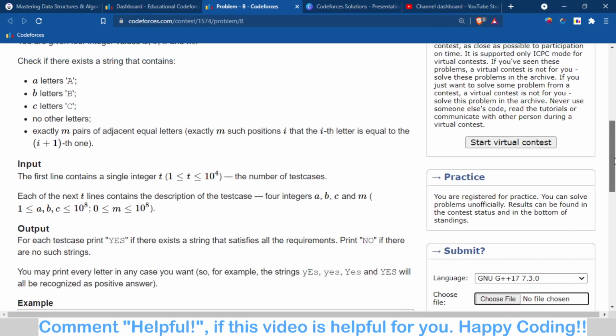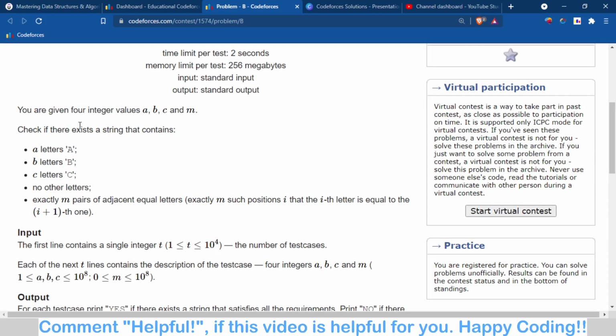Basically, what it is asking is, there is a string that contains A letters of alphabet A, B letters of letter B, and C letters C. There are no other letters, meaning the string will only contain A, B, and C. The values of A, B, and C are given to you. Now you have to find n pairs of adjacent equal letters.